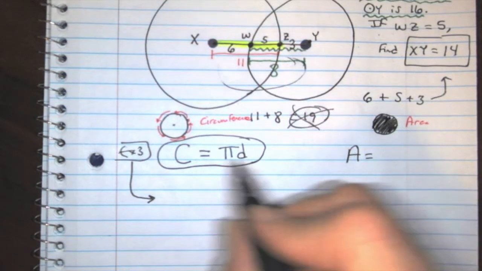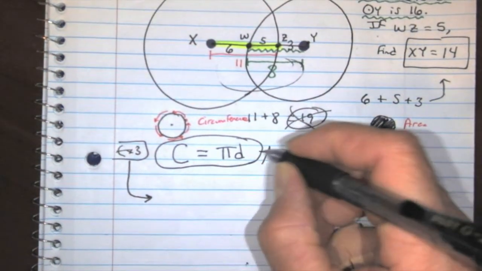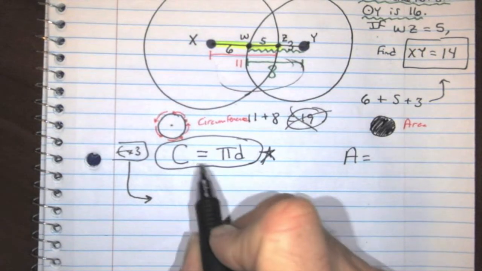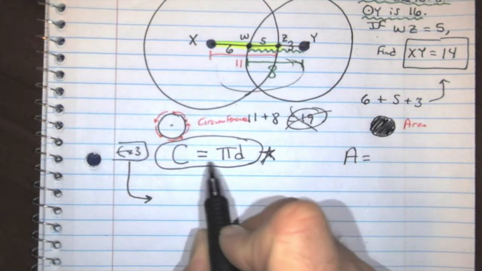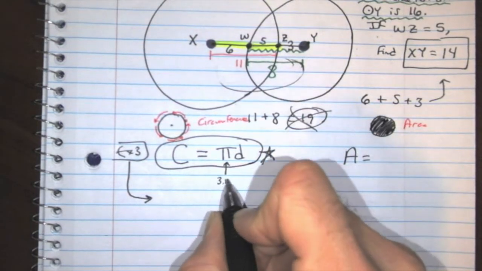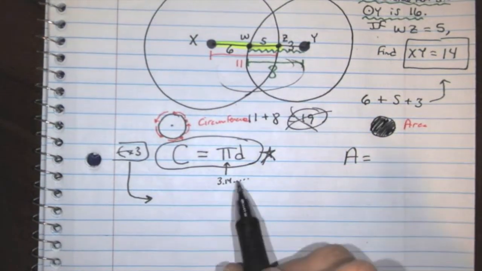It's in your book. They actually have a different formula. I'm going to ask you all to use this one right here. It's easier. It's a heck of a lot easier. All you need to know is that the big C is circumference. This is your pi button. It's 3.14 and it goes on forever. It's what we call an irrational number.